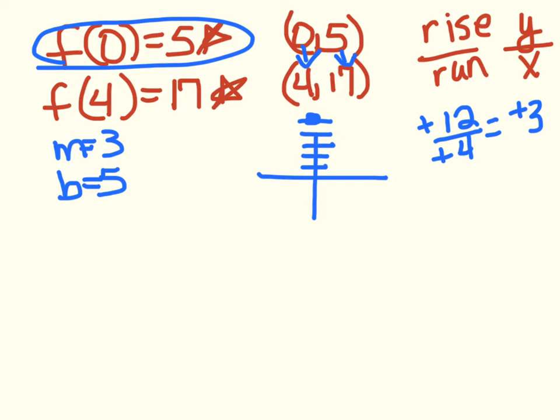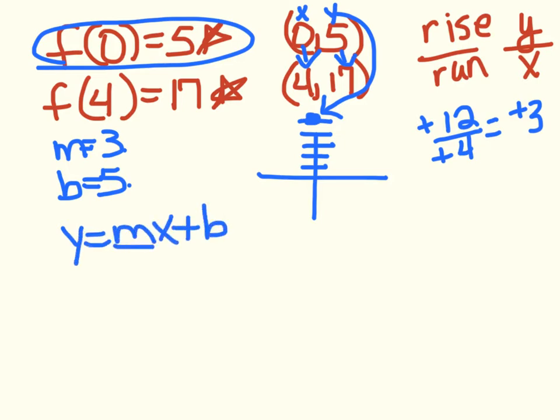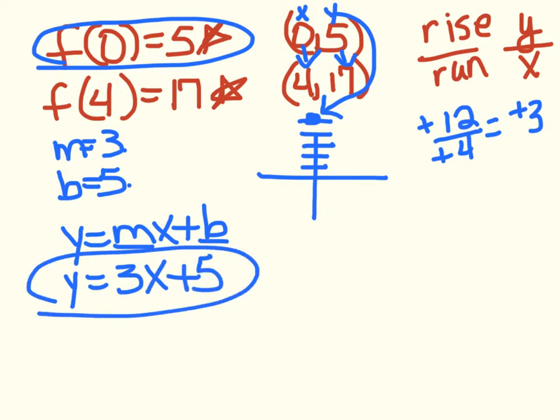Anytime the x value of an ordered pair is 0, okay, this is our x, anytime that x value is 0, then the y value right here has got to be the y-intercept. Okay, so now we have m and we have b, and we can write our equation. y equals mx plus b. Remember, we're looking for the slope, which is m, the y-intercept, which is b. y equals 3x plus 5. And there you go. Okay, that's the equation.